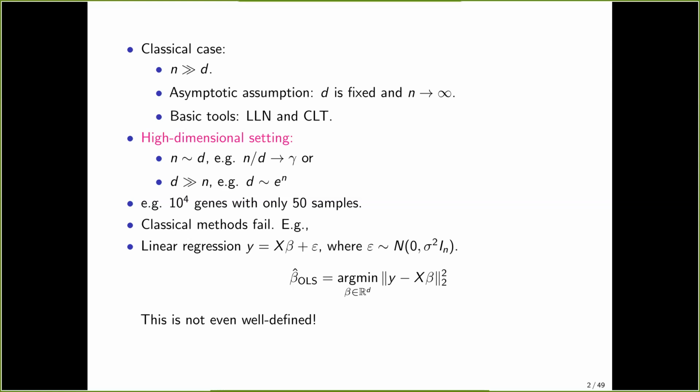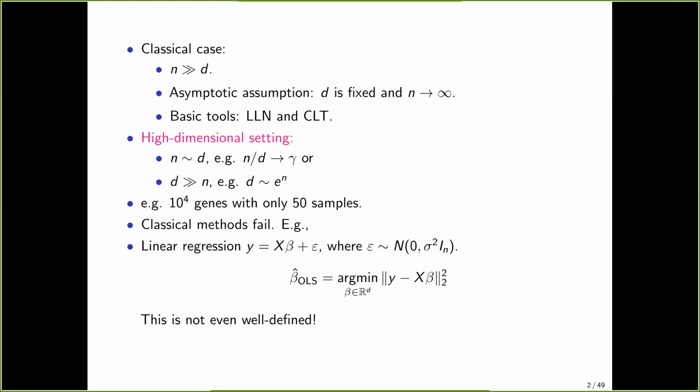Okay, so here's an example. Suppose I have this setting of 10 to the 4 genes and 50 samples. I want to do linear regression. A linear regression model, you can think of it as, let's say, y equals X beta plus epsilon. This is a design matrix. If you're in the high dimensional setting, this is n, and D is like this, so it's a fat matrix. Each row is a sample. Usually you write the rows, for example, as x_i transpose. So we have y_i, if I want to write it in coordinates, x_i transpose beta plus epsilon_i.